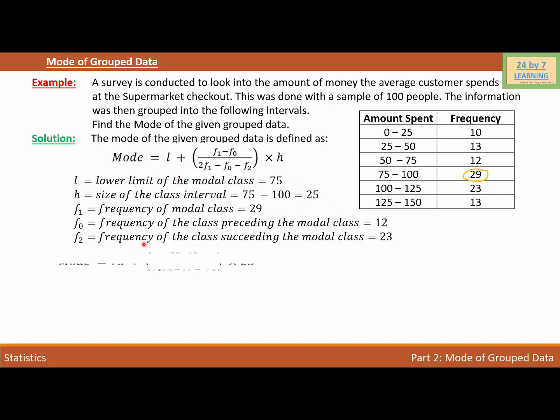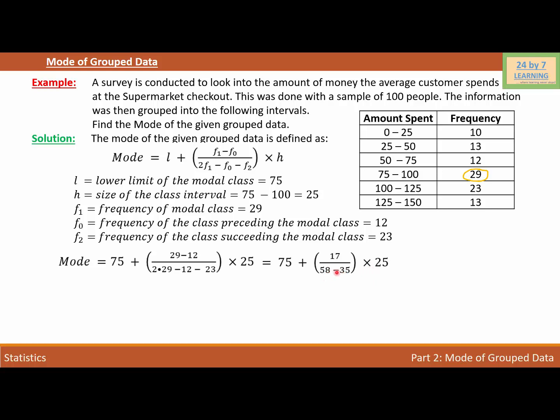If we do that, we will write mode is equal to L, which is 75, plus, inside the bracket, F1, which is 29, minus F0, which is 12. So 29 minus 12 over 2 times F1, which is 29. So I'll write 2 times 29 minus F0, which is 12, minus F2, which is 23, times H, which is the class interval. Now if we simplify further, this is equal to 75 plus 29 minus 12 is 17. Then if we simplify the denominator, we get 58 minus 35, times 25.